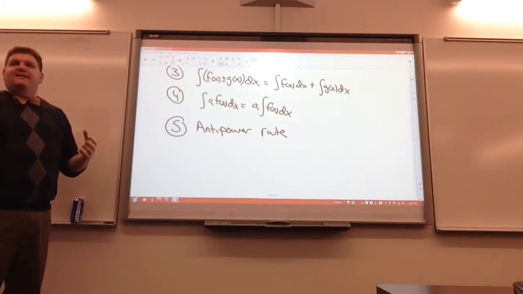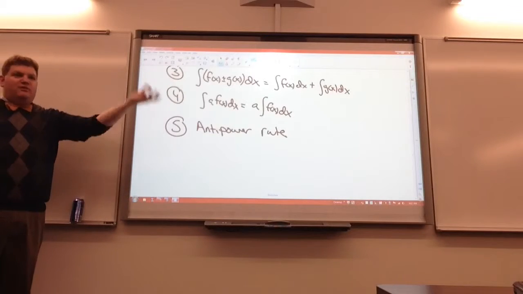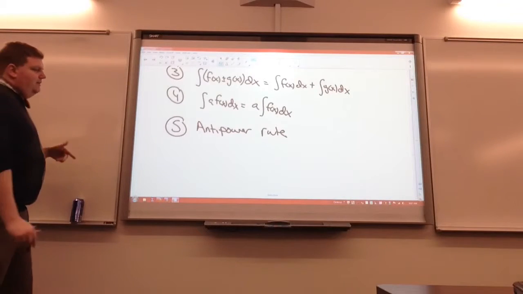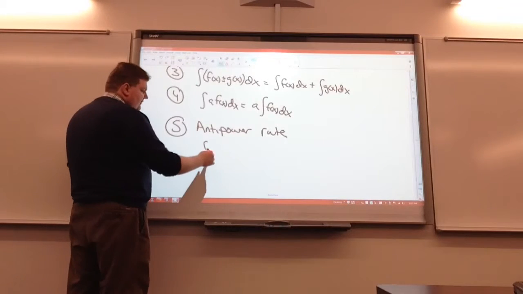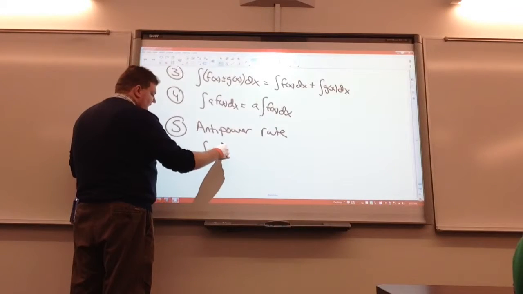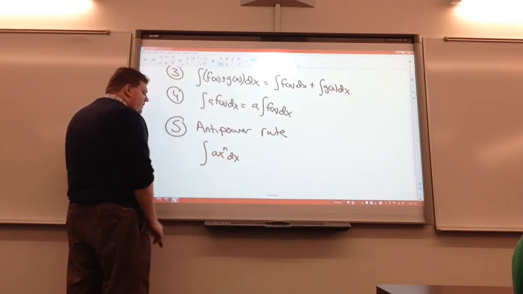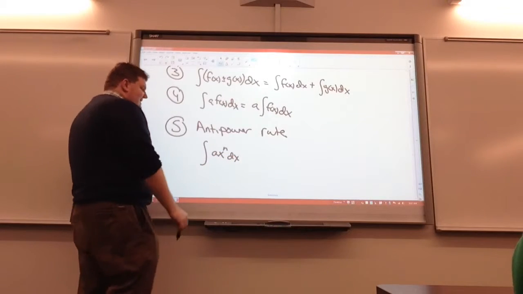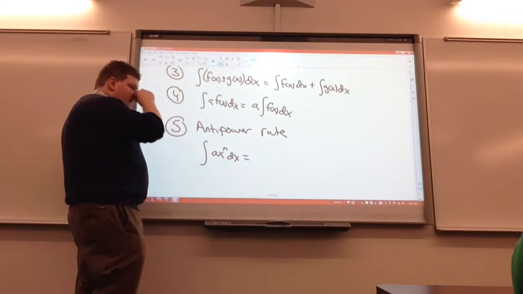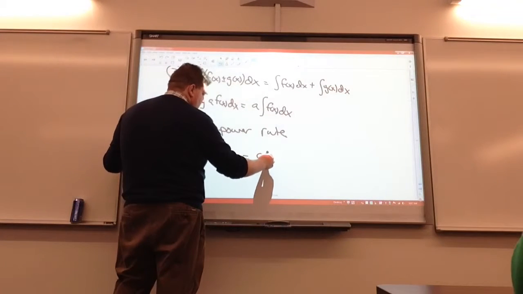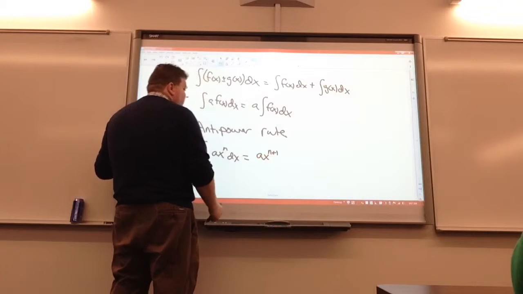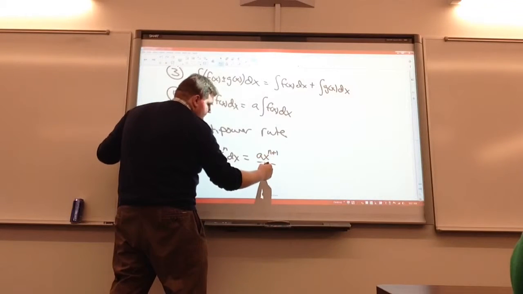The anti-power rule is just doing the power rule in reverse. What the anti-power rule states is that if I have an integral of ax to the n, when I take this integral, I'm going to add 1 to the exponent and then divide by the new exponent.